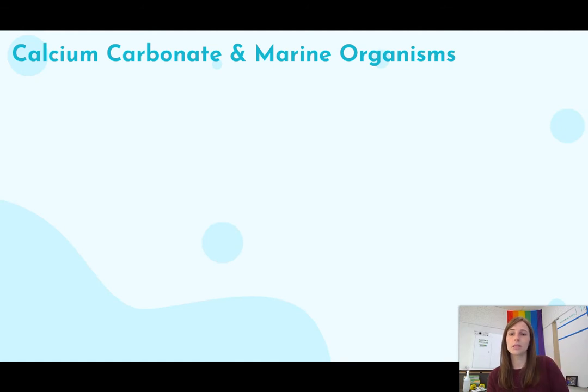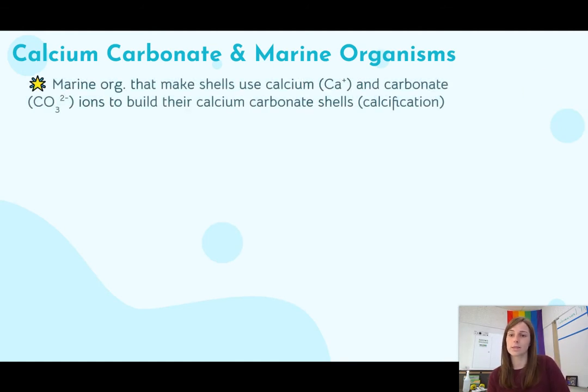So now, how does this relate to marine organisms? Marine organisms that make shells use calcium ions, which exist in the water, and carbonate ions. Again, these both just exist in our saltwater oceans. They use these to build their calcium carbonate shells. That's why they're called calcium carbonate: calcium plus carbonate equals calcium carbonate shells. This is calcification, where they make it.